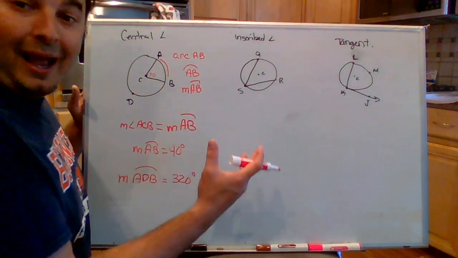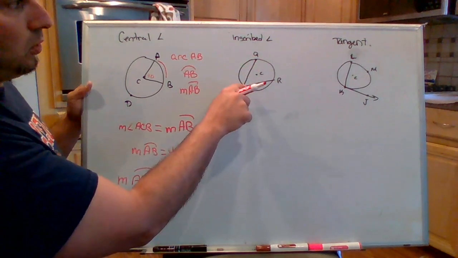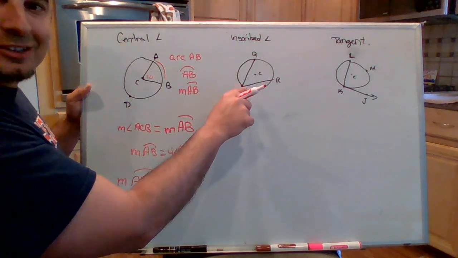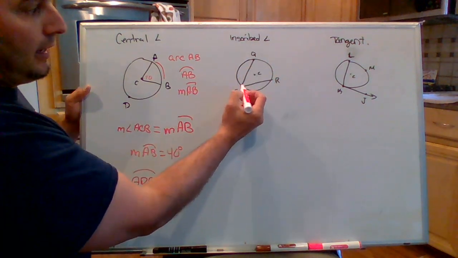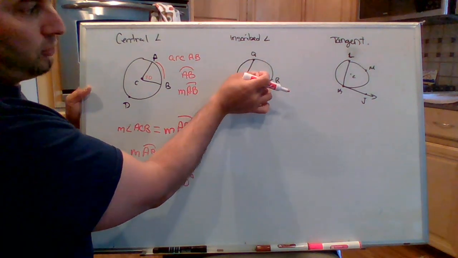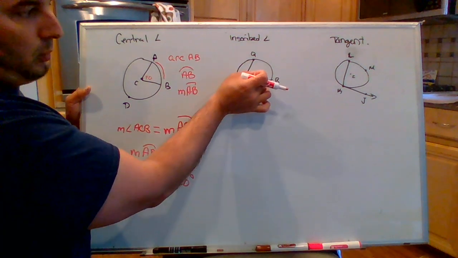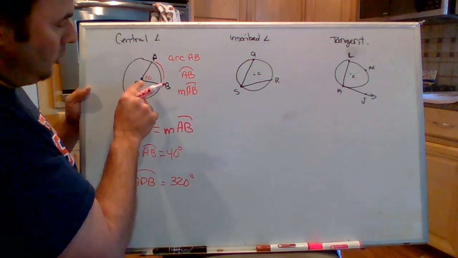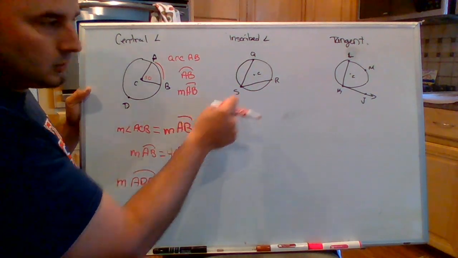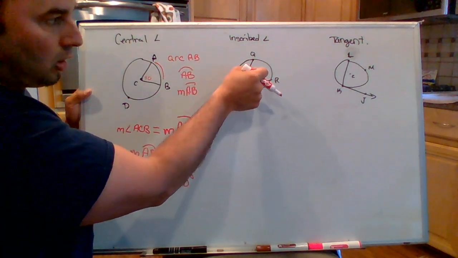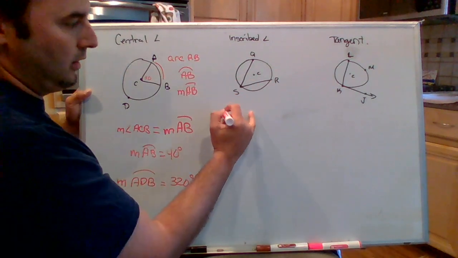An inscribed angle, right? It's inscribed on the circle. The vertex is on the circle. So if it's inscribed, it's on the circle. And think about it, if it was a central angle, we would pull it and we would just stretch it out. So what would be bigger, the central angle or the inscribed angle? Well, the central angle would be bigger. We're pulling it, we're stretching it.